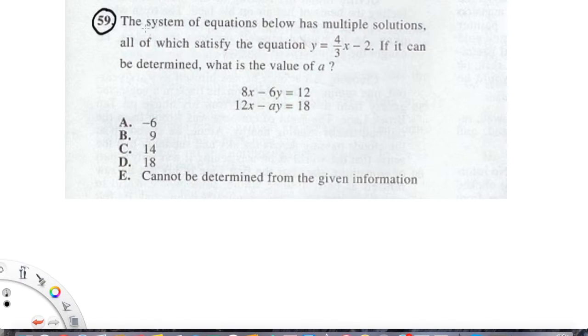The system of equations below has multiple solutions, all of which satisfy the equation y equals 4/3 x minus 2. If it can be determined, what is the value of a?